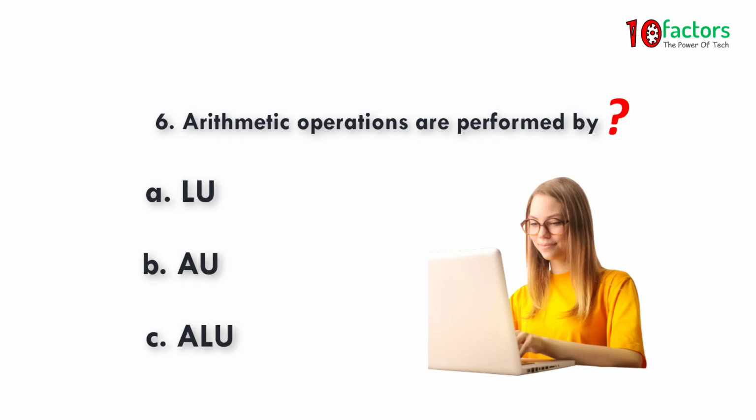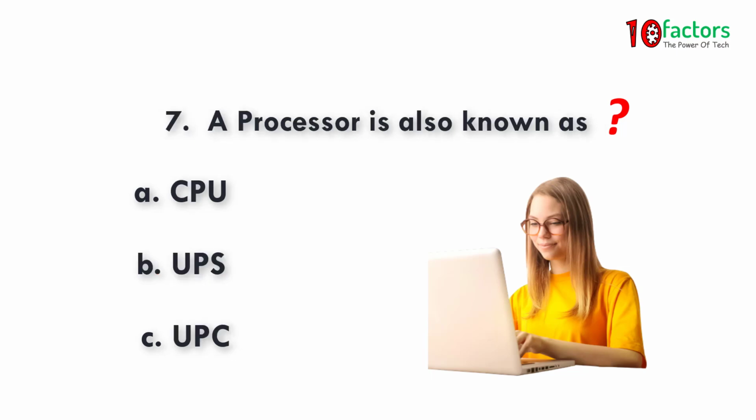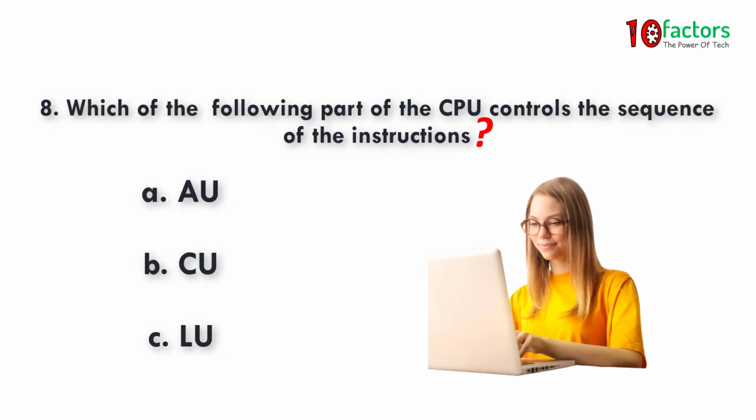Question 6. Arithmetic operations are performed by: A. LU. B. AU. C. ALU. Right answer, B. AU. Question 7. A processor is also known as: A. CPU. B. UPS. C. UPC. Right answer, A. CPU. Question 8. Which of the following part of the CPU controls the sequence of the instructions? A. AU. B. CU. C. LU. Right answer, B. CU.